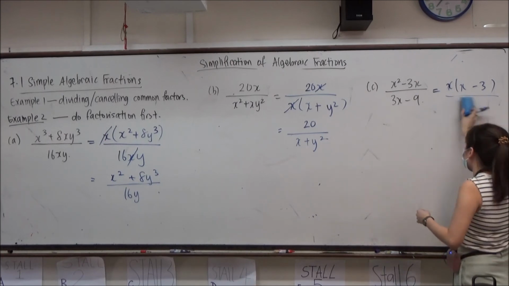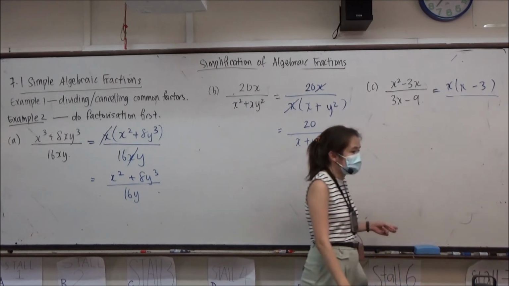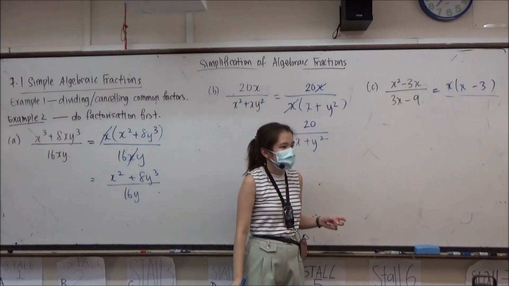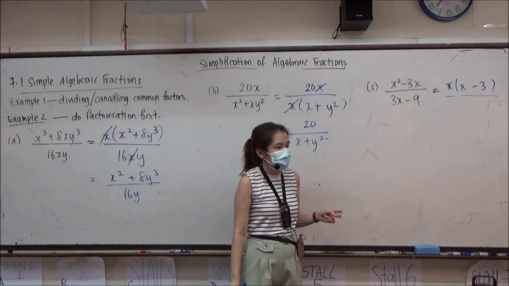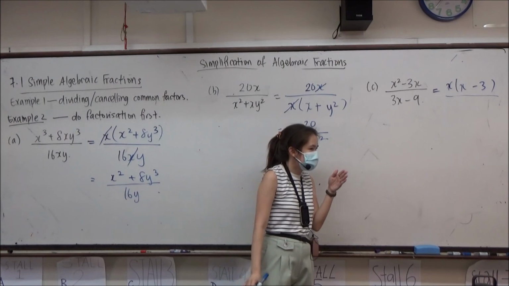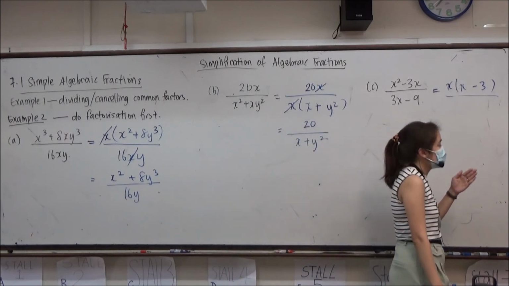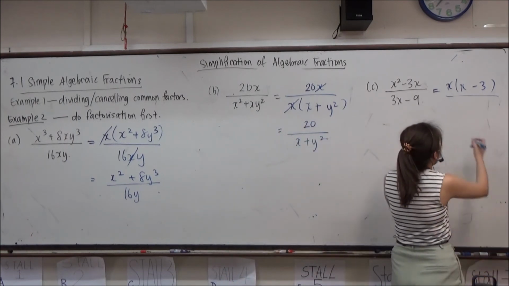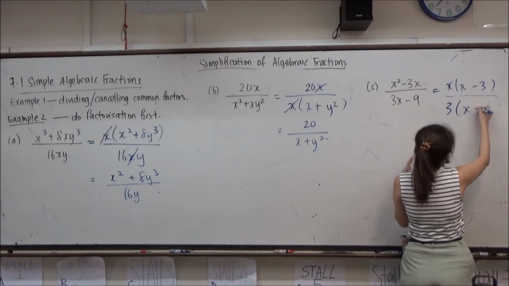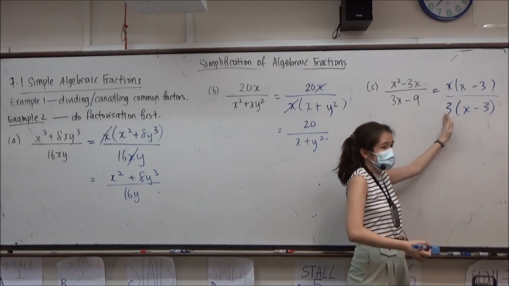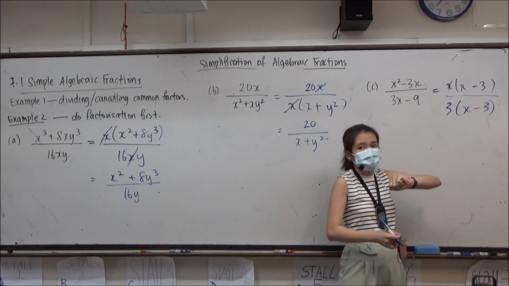So there's something that we need to do with 3x minus 9. Can we factorize 3x minus 9? Yes. Damien, you want to try? Divide the 3 and the 9. So I factorize out a 3. I cannot just divide it away. I need to write out the 3 times x minus 3.